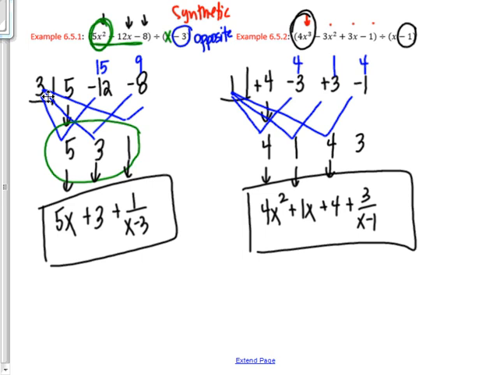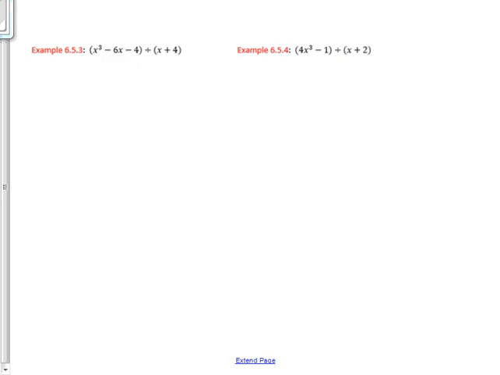Alright, I got 4 more for you to try. Here we go. Alright, so opposite sign of +4 would be a -4. Alright, this one, I'll start with a 3. Do I go 3, 2, 1, none? No, who did I skip?